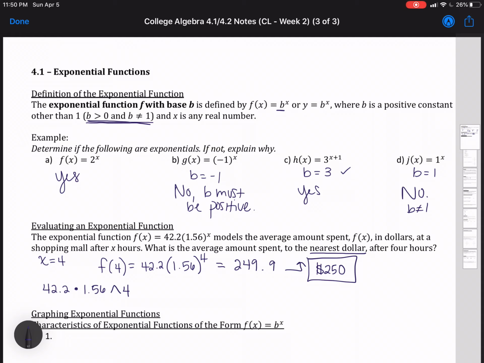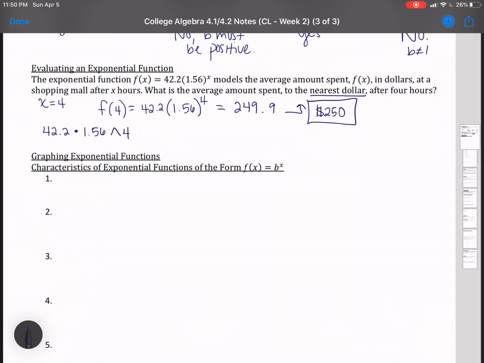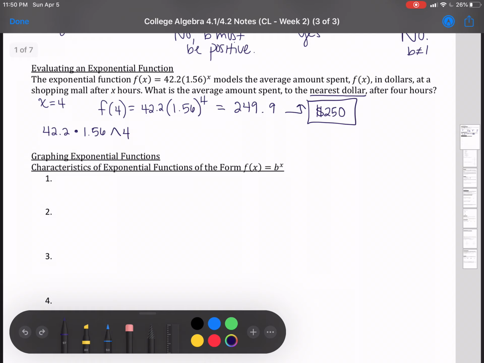Okay, so one of the main things we want to look at in this unit is the graphs of these. So we have 5 key graph aspects that we're going to use to help us graph.